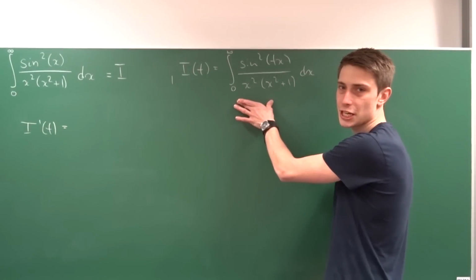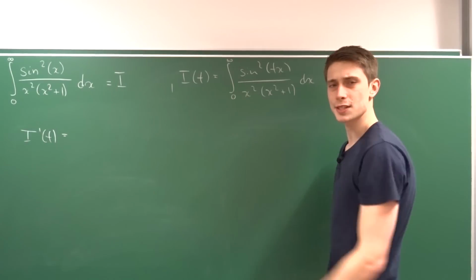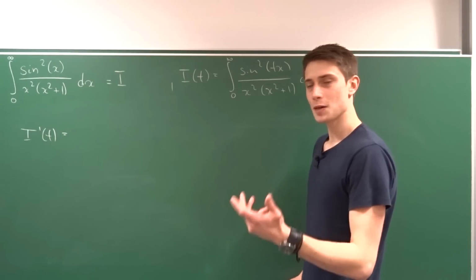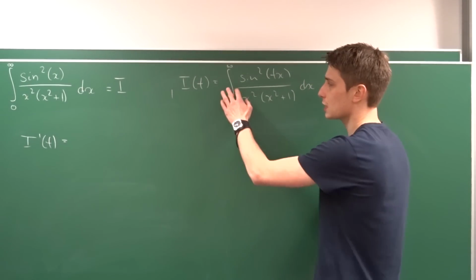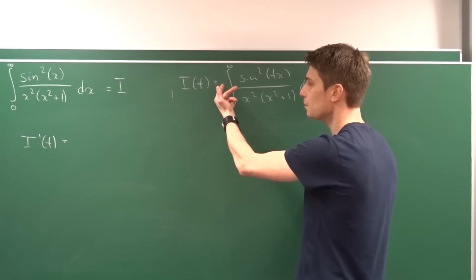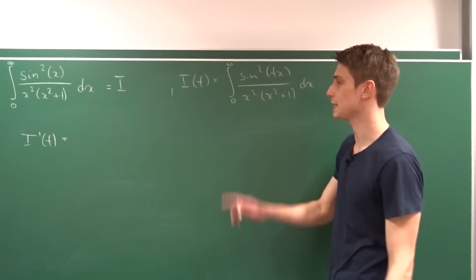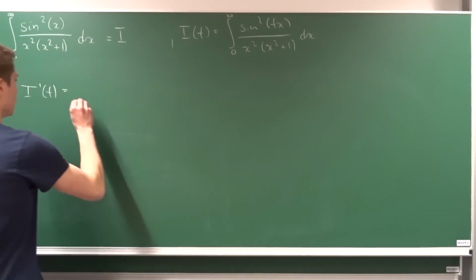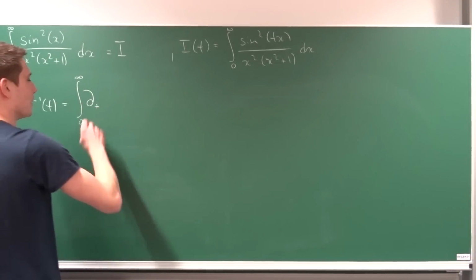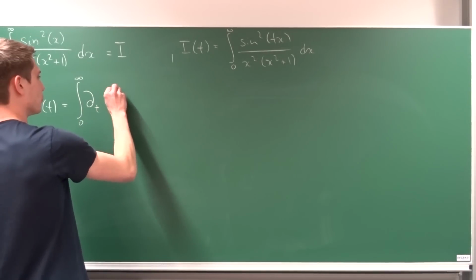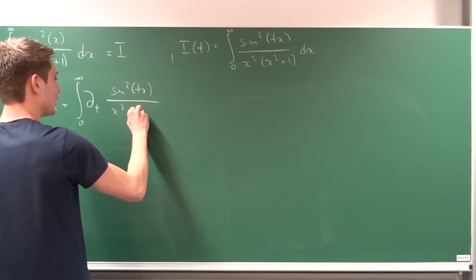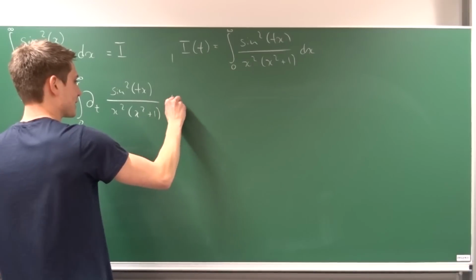Well, if we differentiate this integral, the upper and lower bounds aren't dependent on t. That means we can use the special case of the Leibniz rule for integration, and we can just interchange this differential in front and this integral sign. We are interchanging them, and we are getting a partial derivative in terms of t inside of this integral. So we can conclude we are getting the integral from 0 to infinity of the partial derivative in terms of t of sine squared of t times x over x squared plus 1 dx.